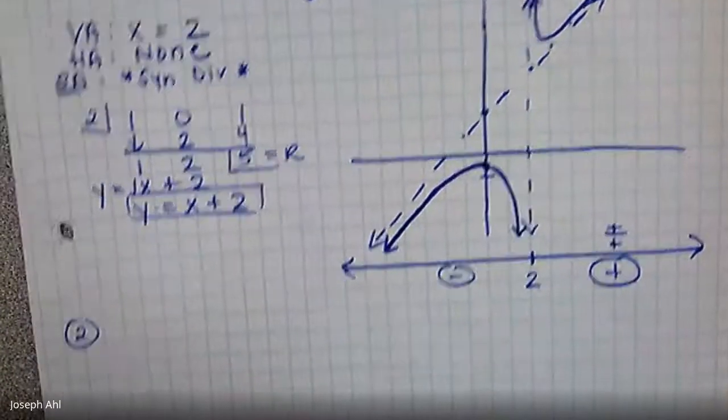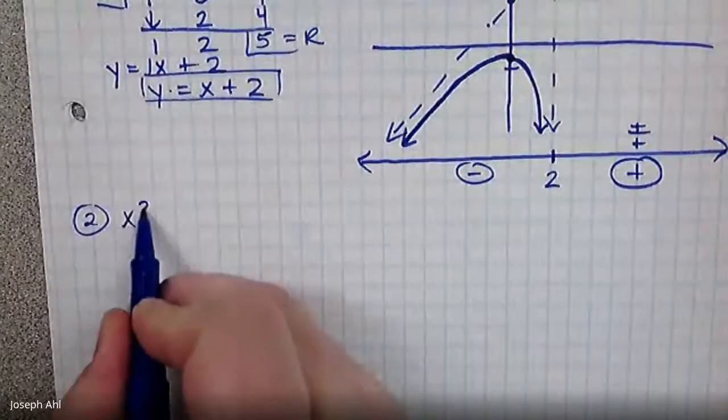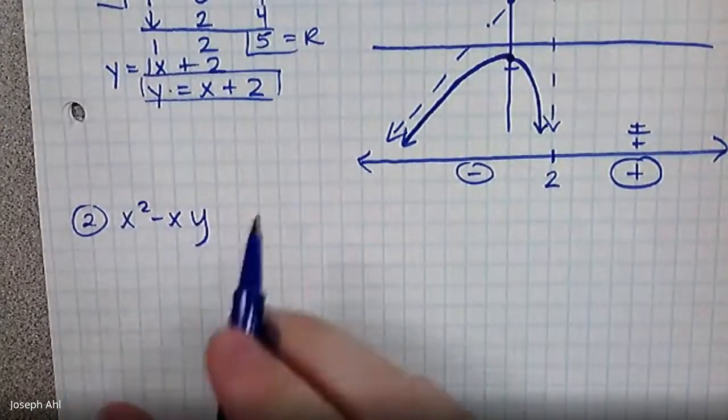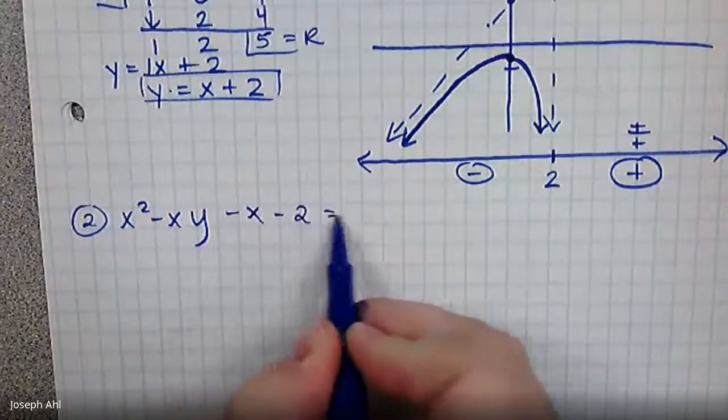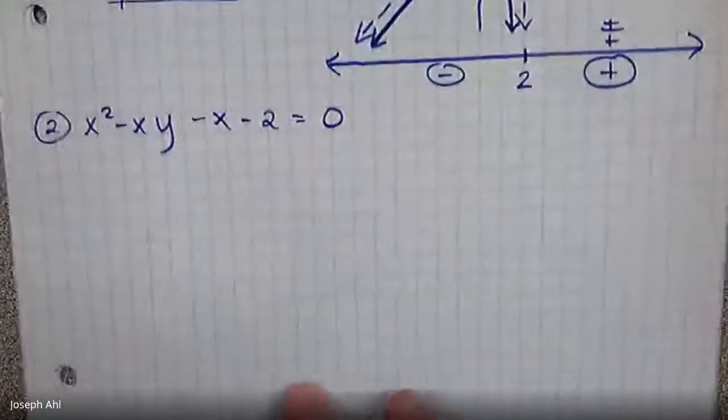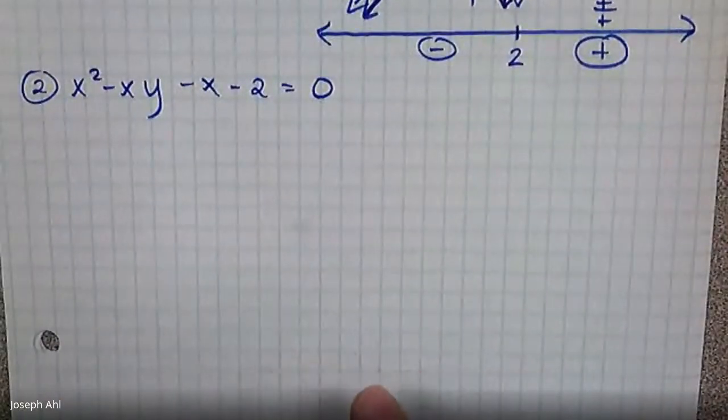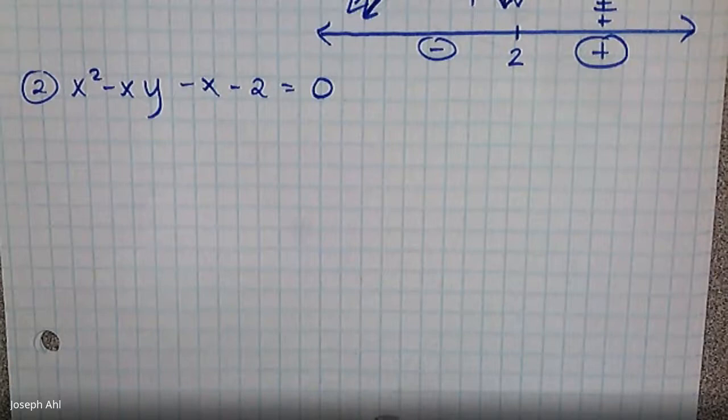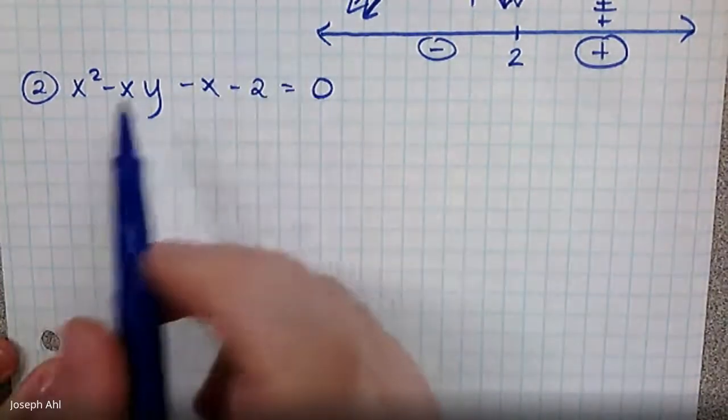Let's try another sketch where I give you x squared minus xy minus x minus 2 equals 0. Okay, so we're going to make a sketch of that rational function. Well, it's not looking too rational to me. It's not even a fraction. Fractions are rationals, aren't they? Well, I bet if I solve for y, it will turn into one.